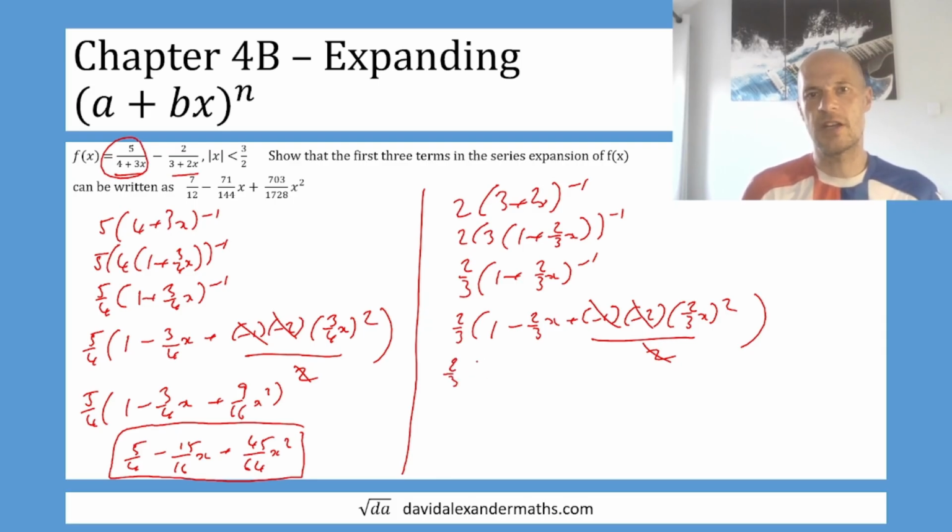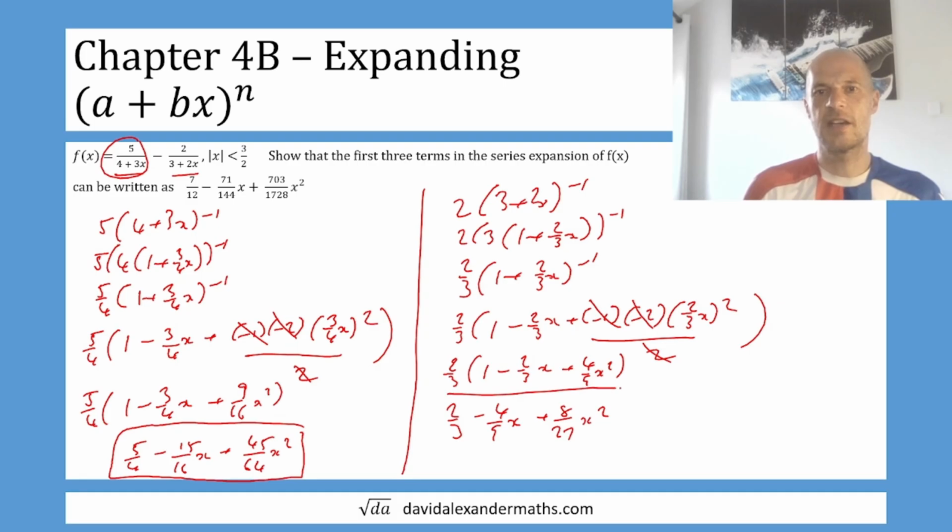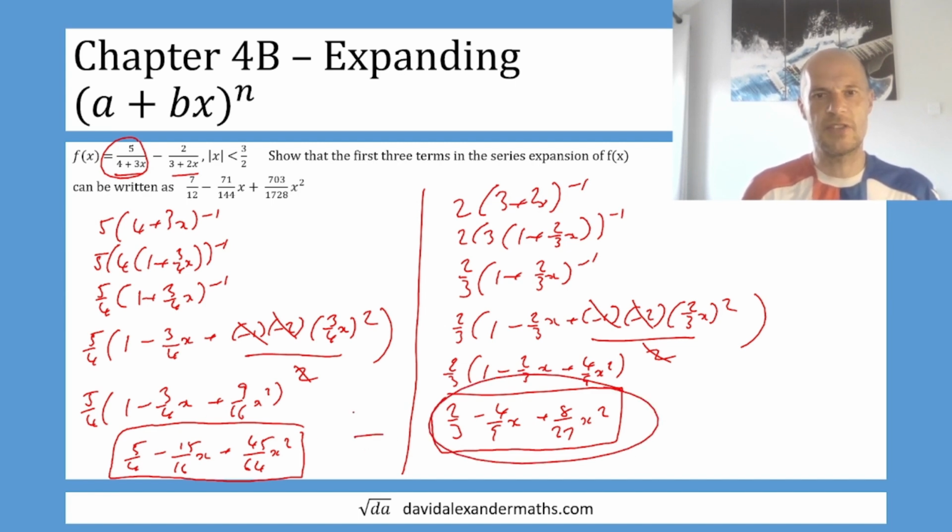So that is 2/3 of 1 minus 2/3 x plus 4/9 x squared, multiplied by 2/3. So we're getting 2/3 minus 4/9 x plus 8 over 27 x squared. So this here is the expansion of that right hand fraction. So now all we need to do is subtract this stuff here from this stuff here.